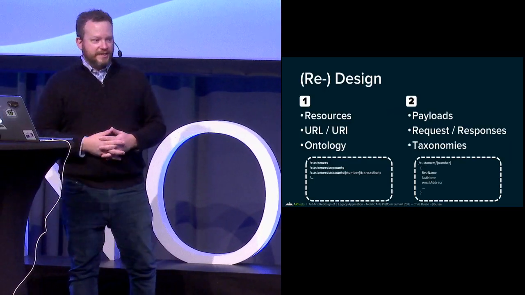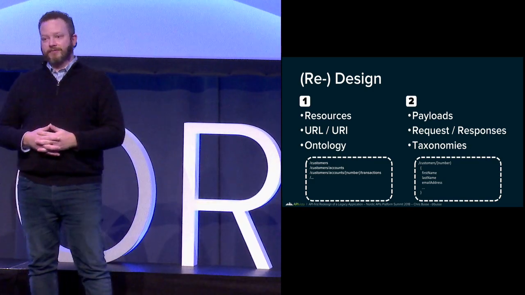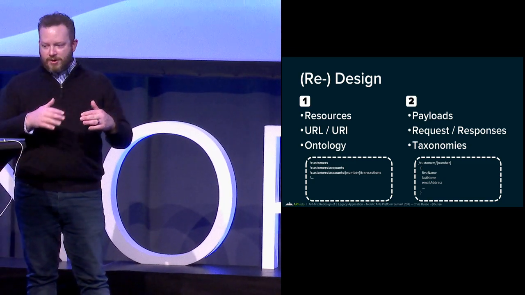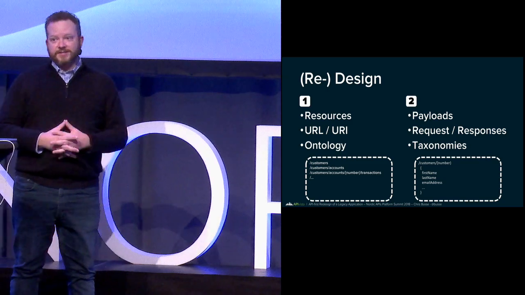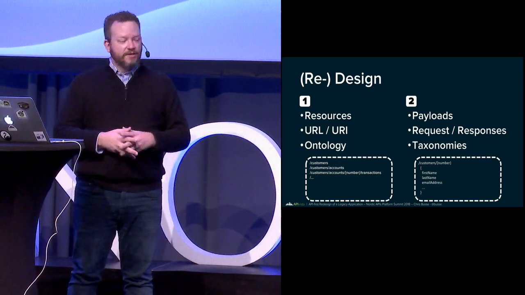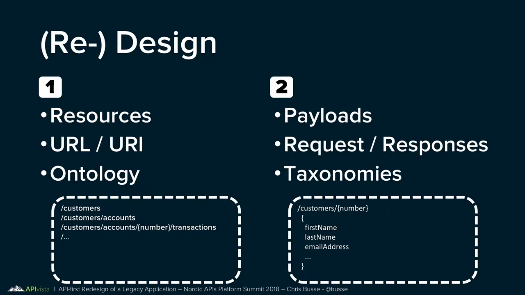So I said, all right, we're going to break this down into 2 activities here. First, let's just look at the resources we need. Let's spend 5 minutes just thinking about our URL, our URI, the ontology. And I give some examples here of my past in a large financial institution, customers' accounts. Don't think yet about the payloads, request response, the taxonomies. We'll come to that second.